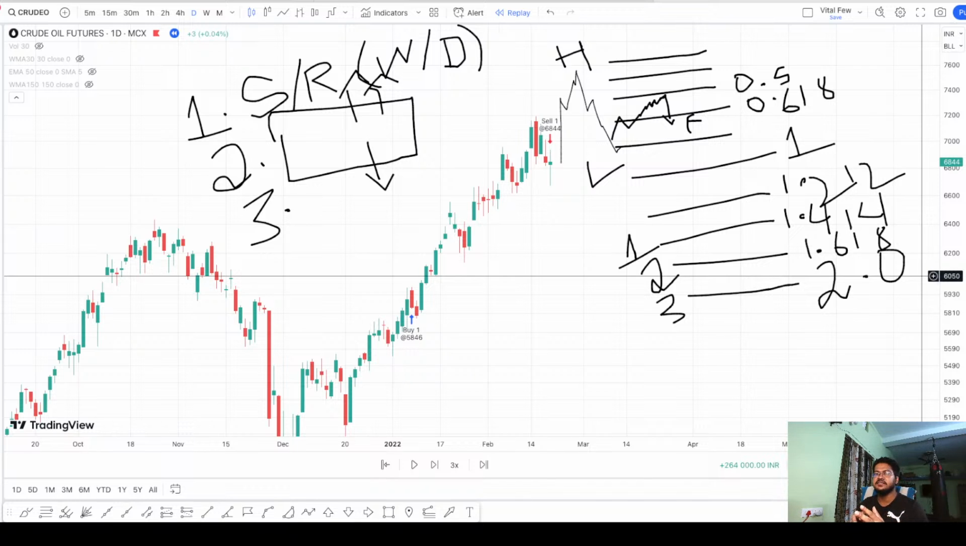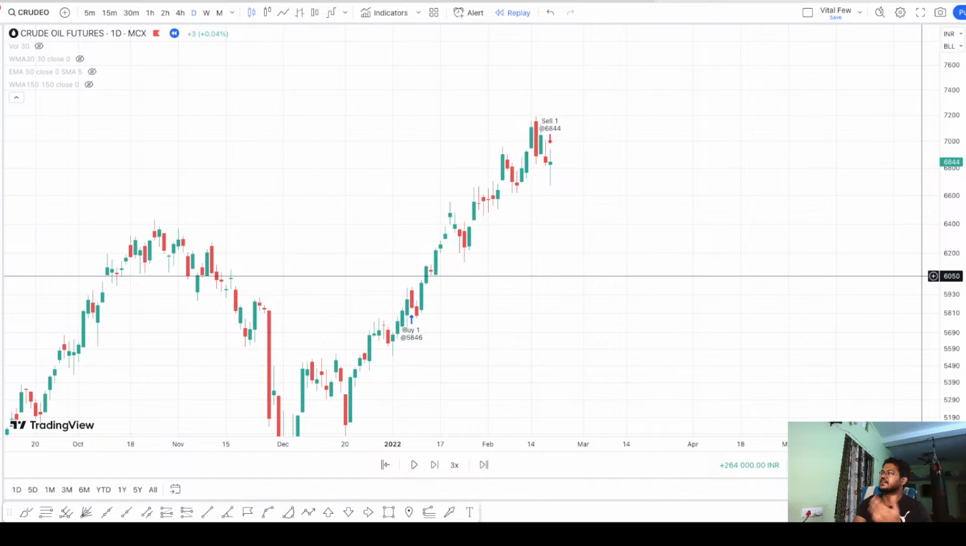If you are taking some extra quantities, then you can keep one and trail your stop loss in the weekly or daily time frame. The 30 period moving average will be your guide. As soon as the price breaks this 30 period moving average, then you can exit. That is the whole strategy.